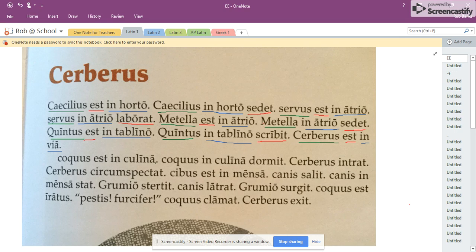Grumio stertit, Grumio snores. Canis latrat, the dog barks. Grumio surgit, Grumio gets up. Cocus est iratus, so the cook is angry. Pestis, furcifer, cocus clamat, so pest, scoundrel, the cook shouts. Cerberus exit, Cerberus goes out. Right? Another criminal who gets away with his action.